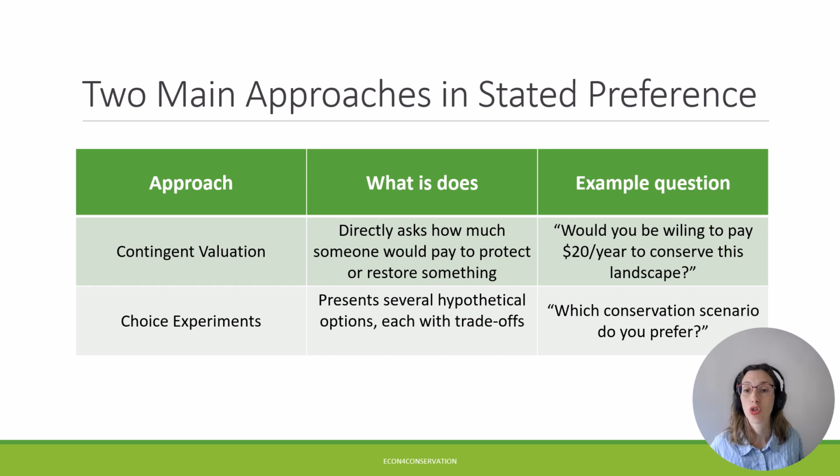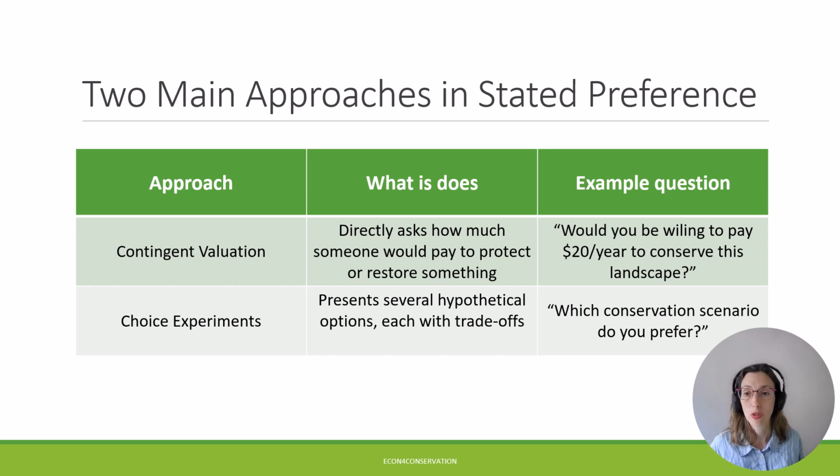Then we have the choice experiments. Here people are presented with different scenarios, each with attributes like biodiversity level, public access and cost, and asked to choose their preferred option or preferred scenario. This helps us see not only what people value, but also the trade-offs they are willing to make.